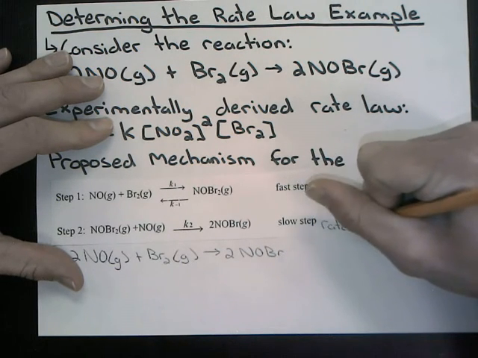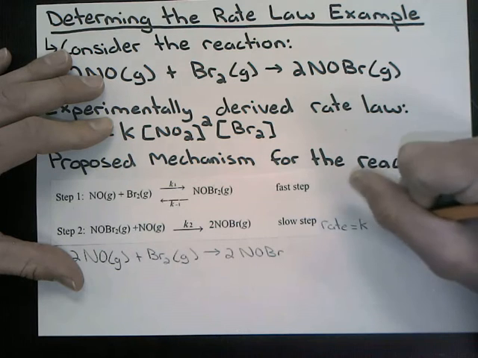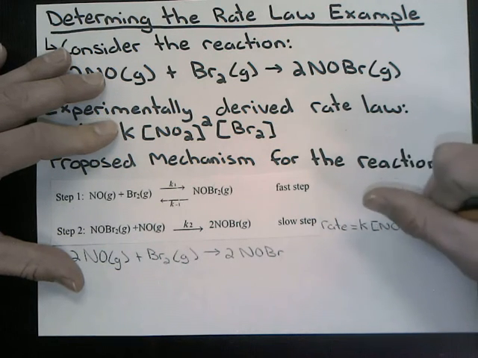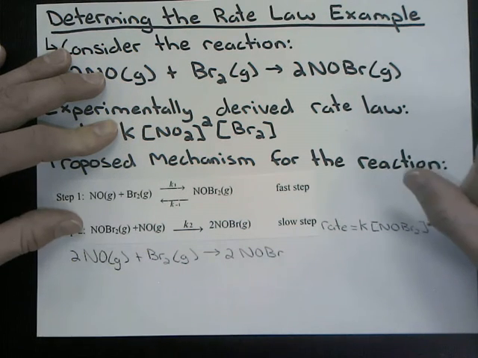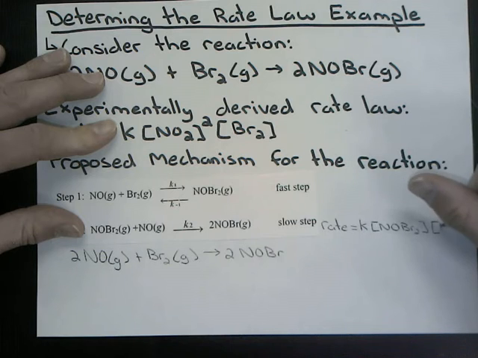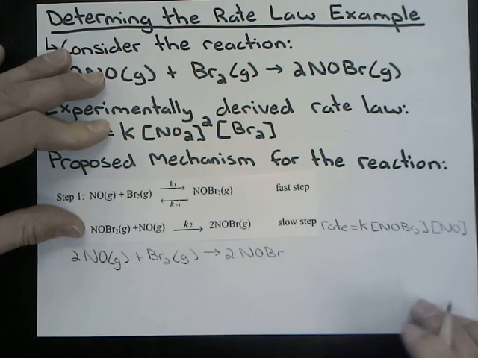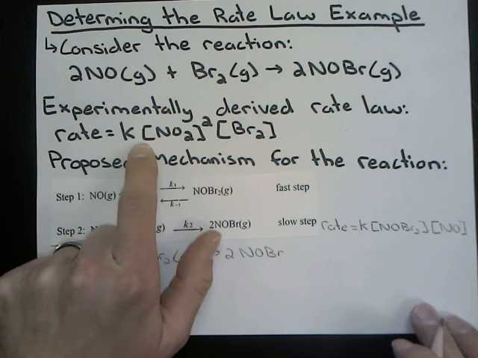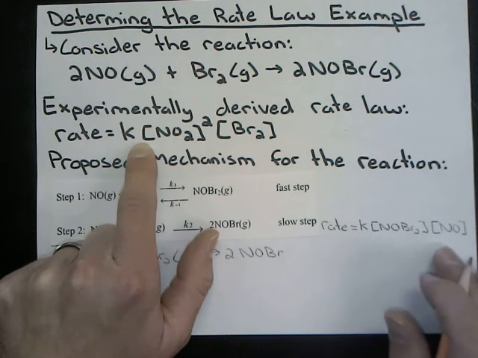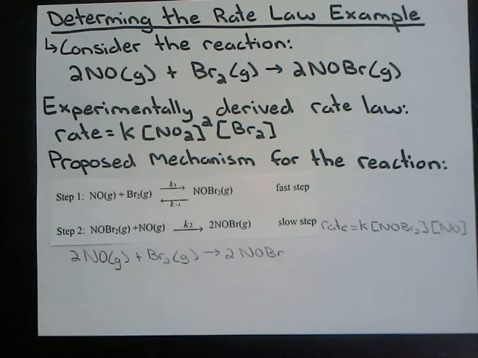So the rate is equal to the rate law constant times NOBr2, raised to the first power, times NO. Now we check this out. The rate law up here does not match up with the rate law here. So at first glance, this proposed mechanism might not seem like it could be a possibility.